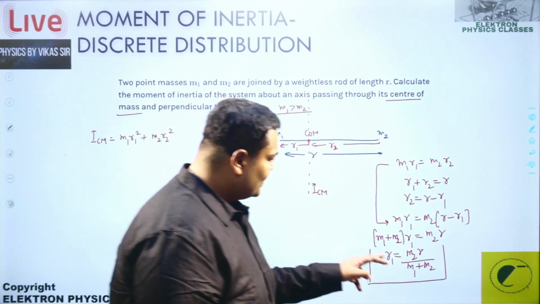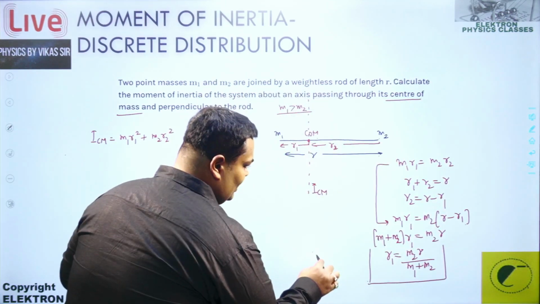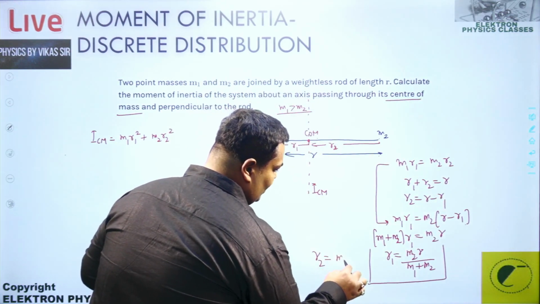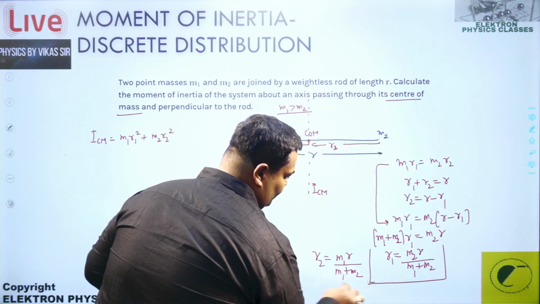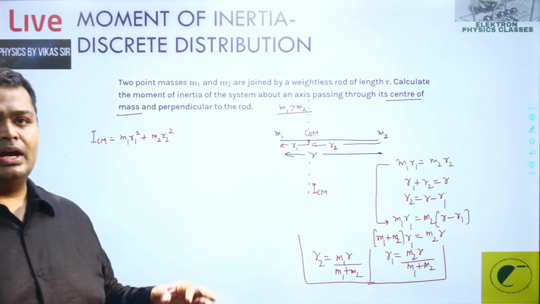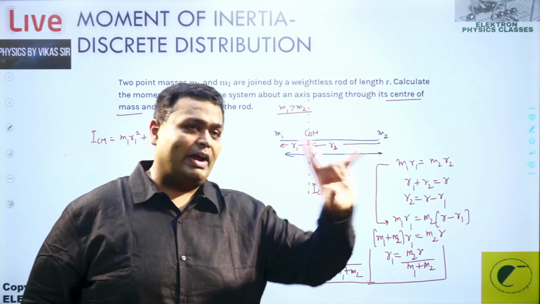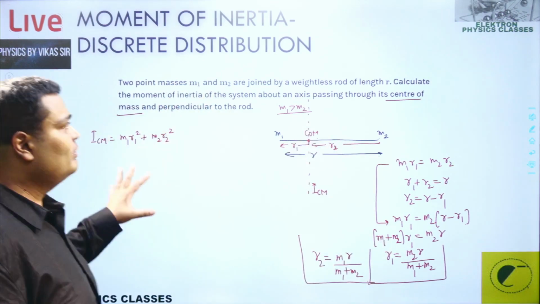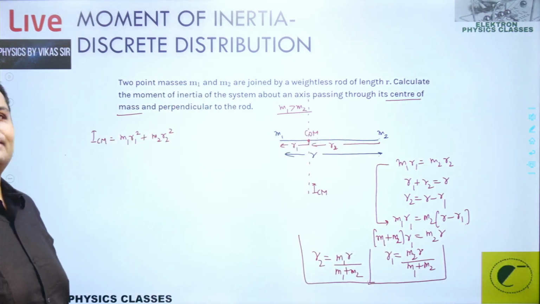If we substitute this particular value over here and subtract from r, we'll get the value for r2, that will be m1 into r upon (m1 plus m2). That's the values for r1 and r2 produced very easily from the COM concept. Why were we able to apply it? Because the question gave us the idea that the axis is through the COM. So the COM concept is applicable.